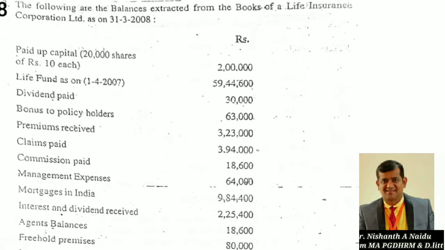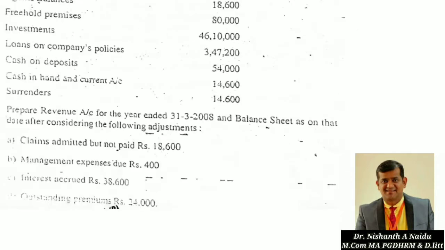Then you have freehold properties. See, freehold properties is nothing but fixed assets. So that comes under fixed assets. So then what is the schedule number for freehold premises? Yes, that is schedule number 10. Very good. That is schedule number 10. So next we have investment.